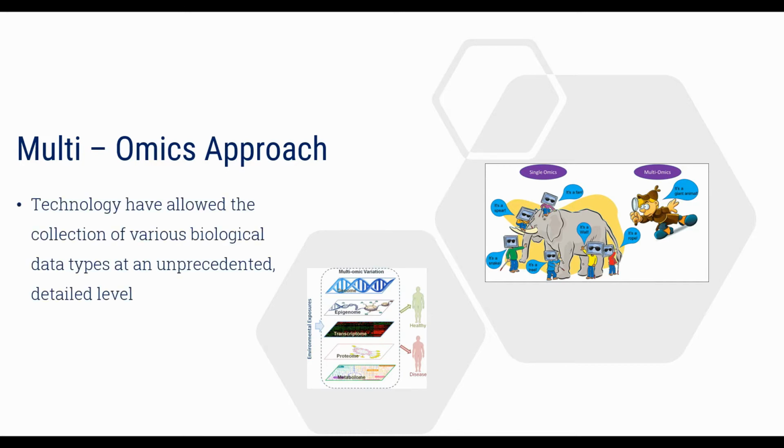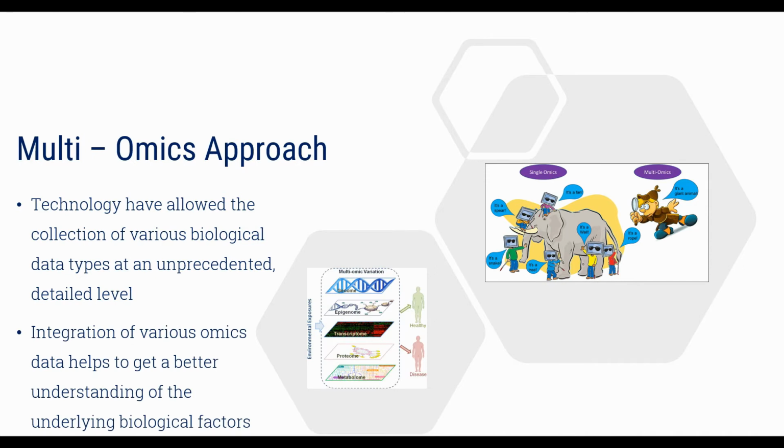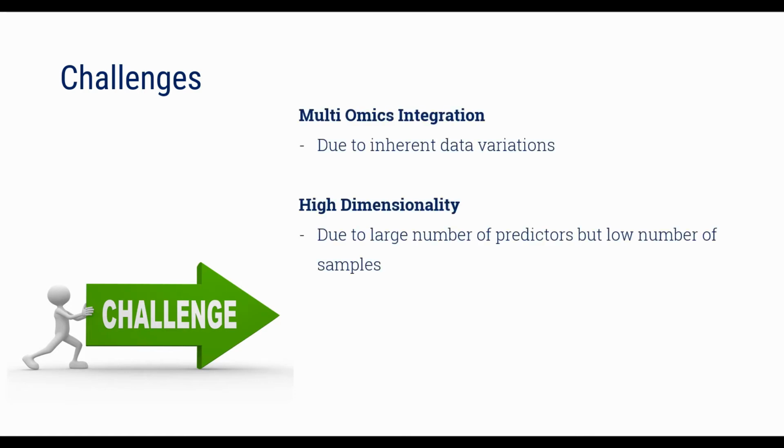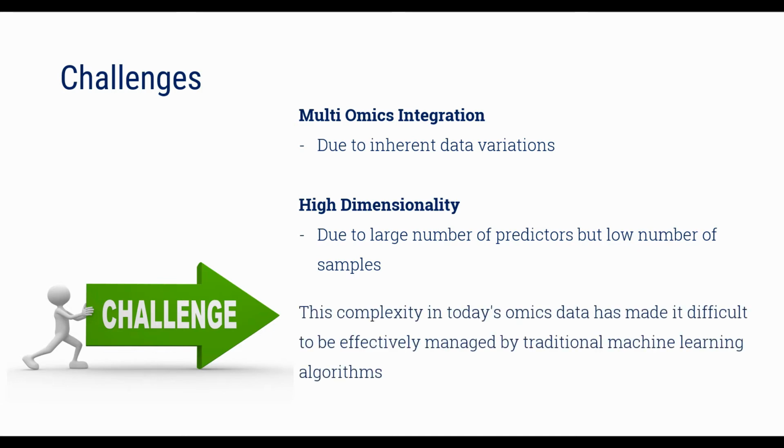The integration of the various omics data will help to achieve a more comprehensive understanding of the underlying biological factors, hence giving rise to a holistic molecular perspective called the multi-omics approach in cancer studies to optimize cancer treatment. Due to their inherent data variations, multi-omics data integration remains an ongoing challenge for many researchers. Another main issue is the high dimensionality, where the datasets have a large number of predictors but few samples in relation. This complexity in today's omics data has made it difficult to be effectively managed by traditional machine learning algorithms.